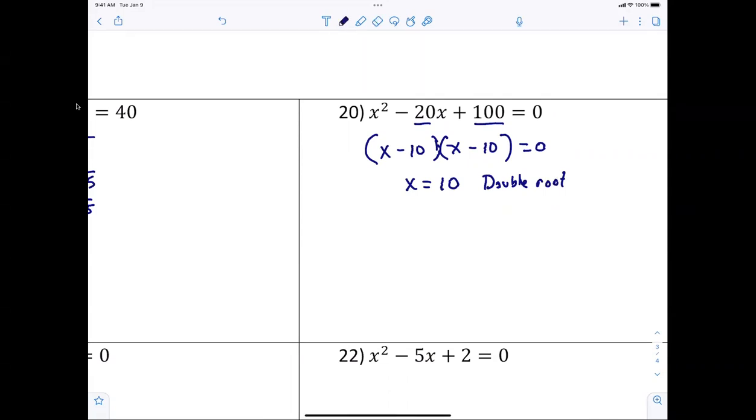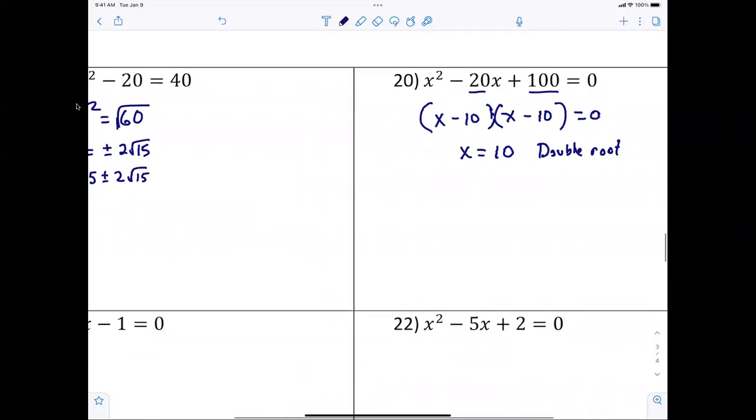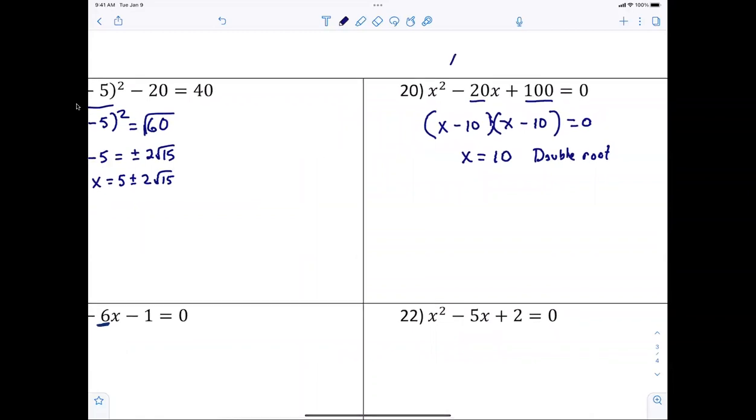Any questions with this? Yeah. Would it be wrong if you just said 10? No, I'm just telling you. All right, there's supposed to be how many solutions? 2 solutions. There's always supposed to be 2 solutions for a quadratic. All right, yes.